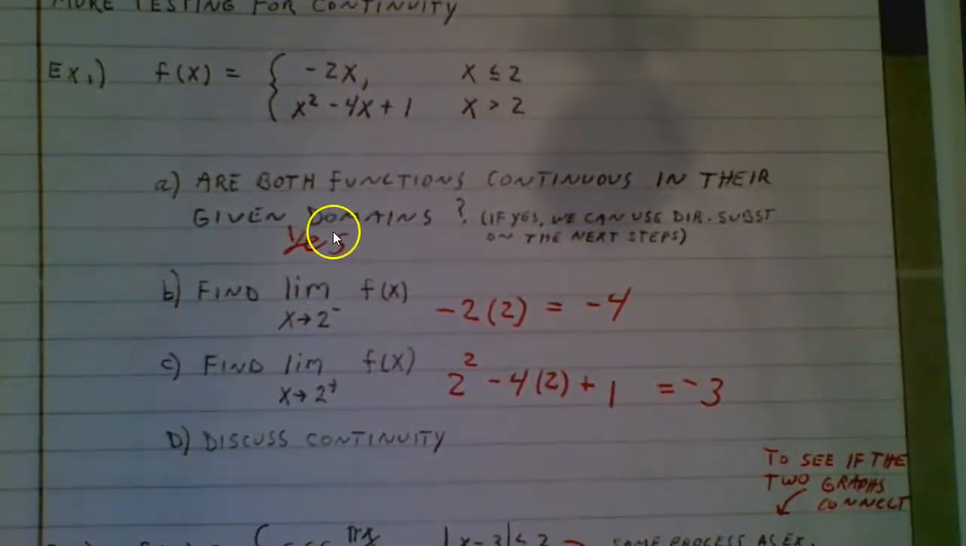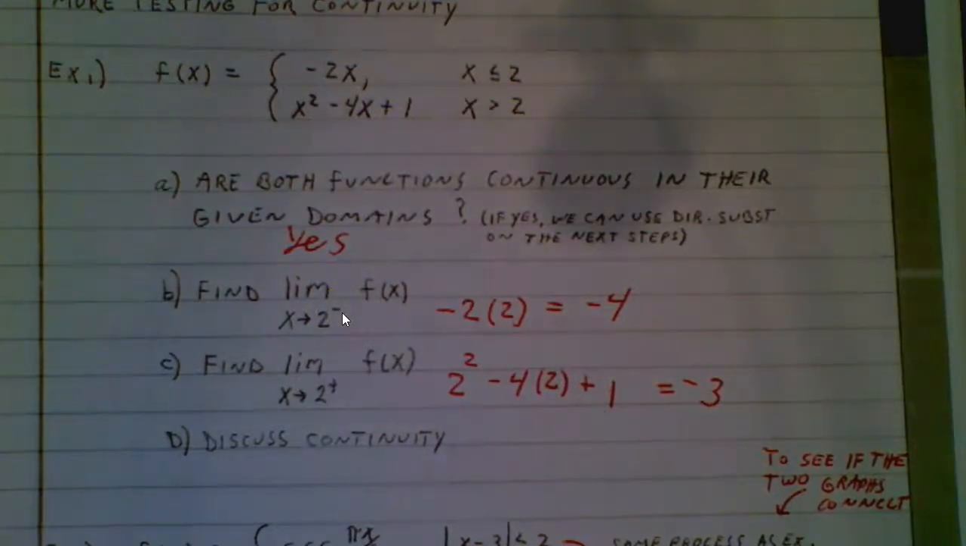So first thing we're checking for is, are the graphs continuous themselves within the domain that they're given? And of course these would be. A linear graph is continuous from negative infinity to positive infinity, so of course it's going to be continuous to the left of 2. A parabola is also continuous from negative infinity to positive infinity, so it would have to be continuous for everything greater than 2. So good to go on those. We can use direct substitution as long as our graphs are continuous. There's no holes or asymptotes or anything like that that would limit these graphs. So we'll use direct substitution.